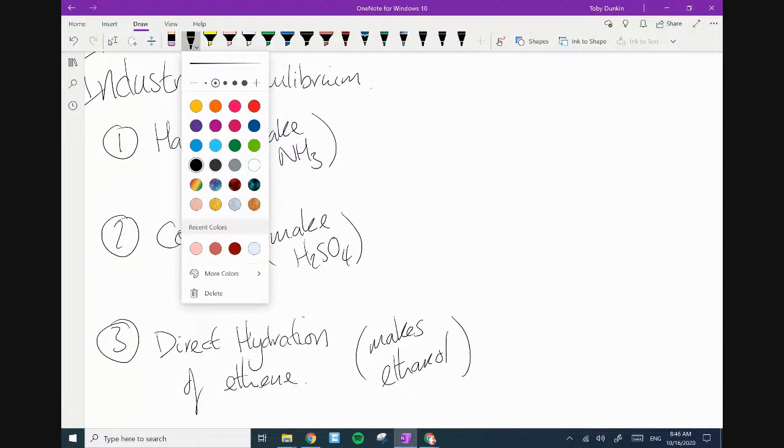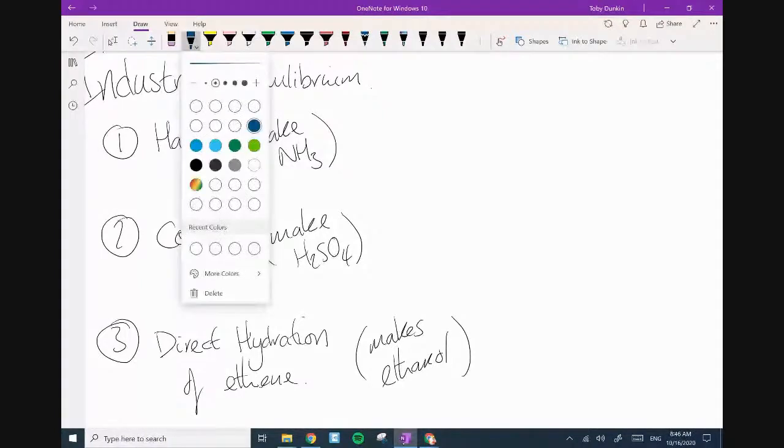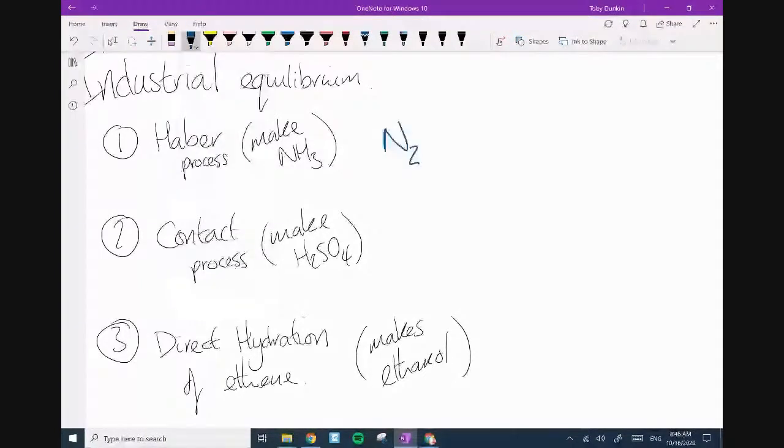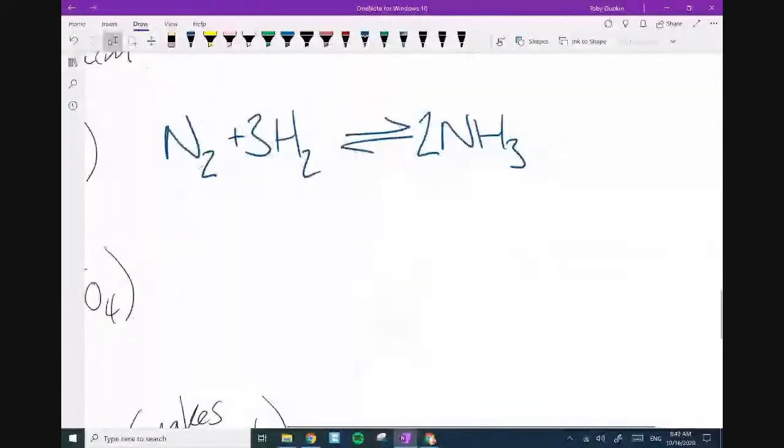I'm going to do the equations in blue. So this is N2 plus H2 form ammonia. Let's balance the equation. There we go. So this process is to make ammonia.